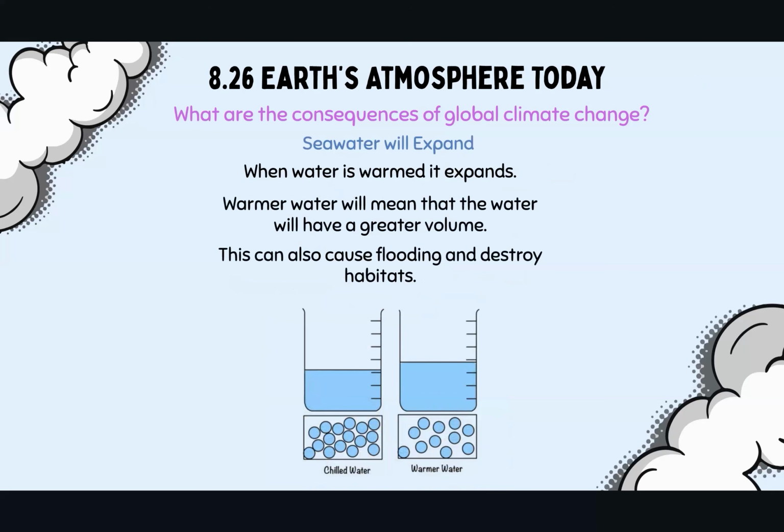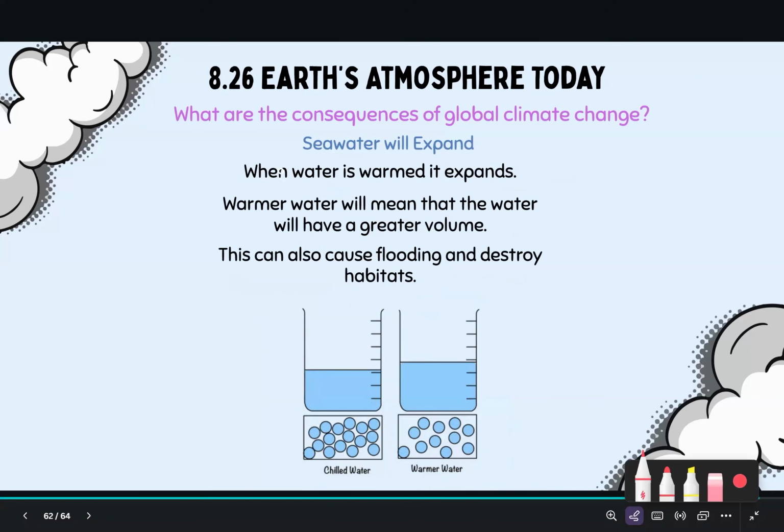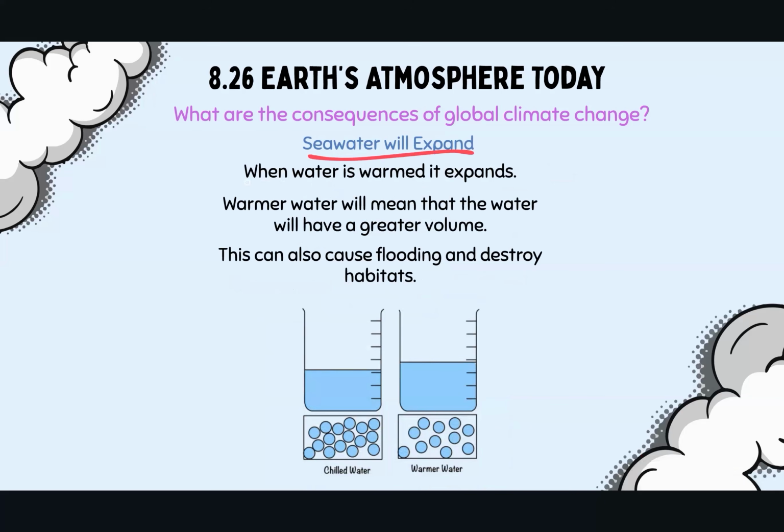And here's what I was explaining to you just a bit ago. Seawater will expand. When water's warmed, it expands. Warmer water will mean that the water will have a greater volume. So that means not only do we have more water because the ice caps are melting, we also have water that's expanded, so it's taking up more space. This can cause flooding and destroy habitats.